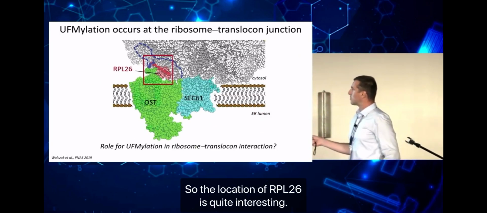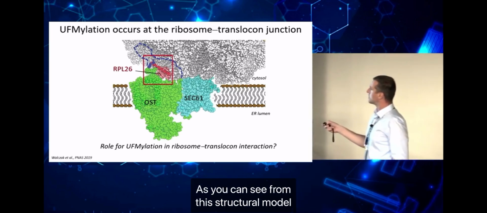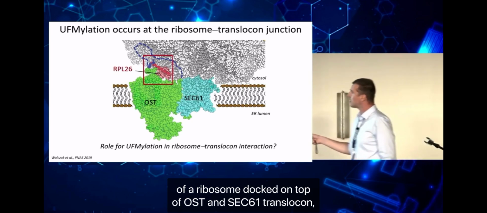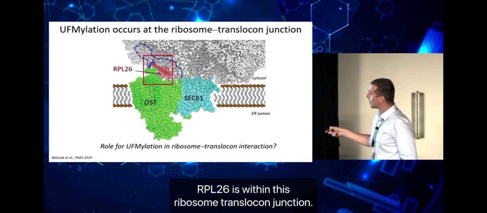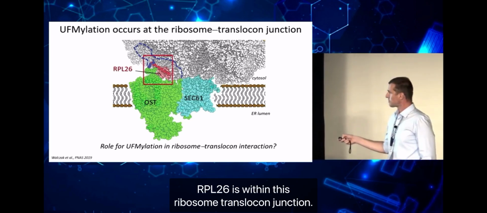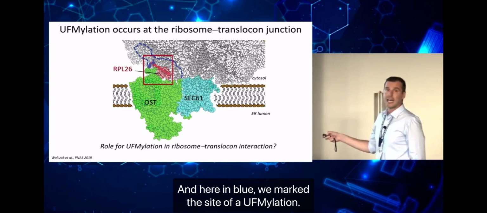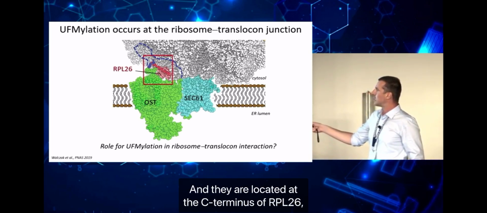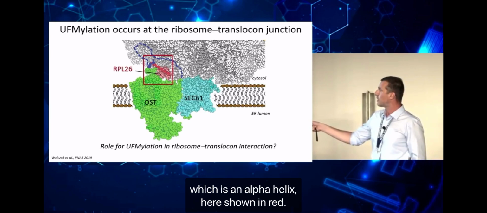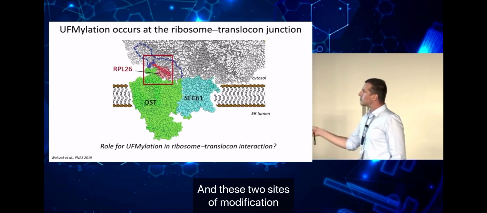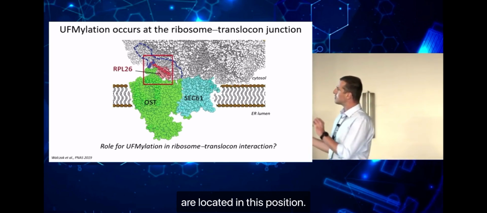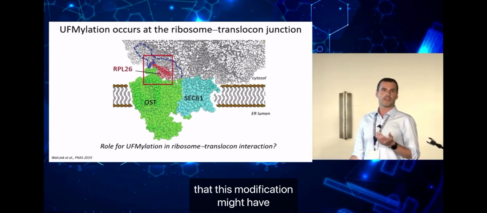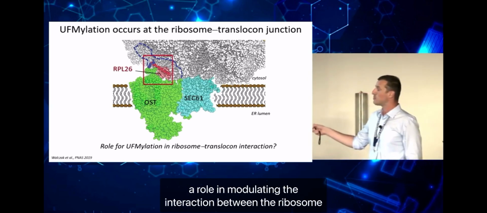The location of RPL26 is quite interesting. As you can see from this structural model of a ribosome docked on top of OST and the Sec61 translocon, RPL26 is within this ribosome-translocon junction. Here in blue, we mark the sites of UFMylation. There are 2 lysines that are modified, located at the C-terminus of RPL26, which is an alpha helix, shown here in red. Given where these 2 sites are, it suggests that this modification might have a role in modulating the interaction between the ribosome and the translocon.